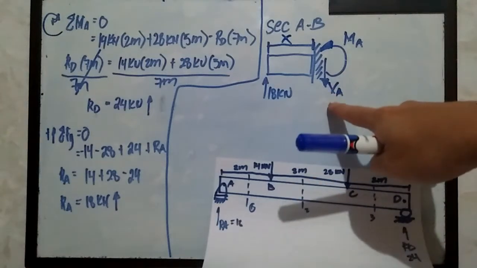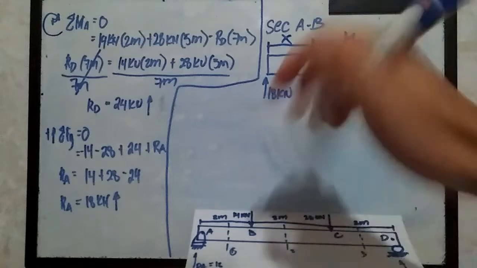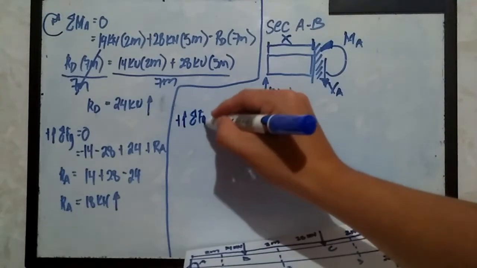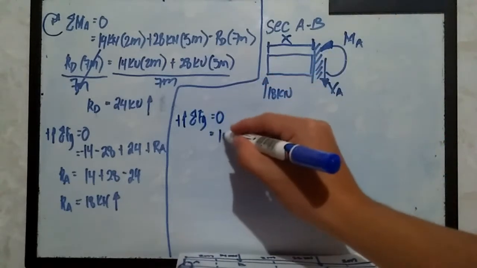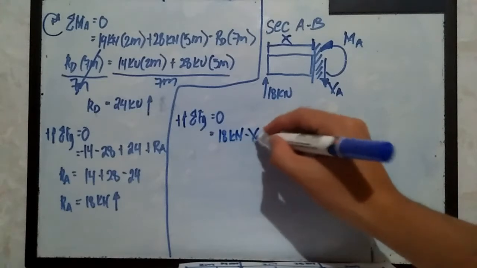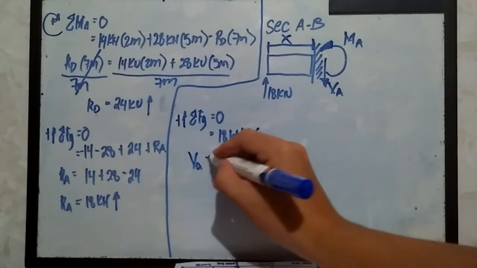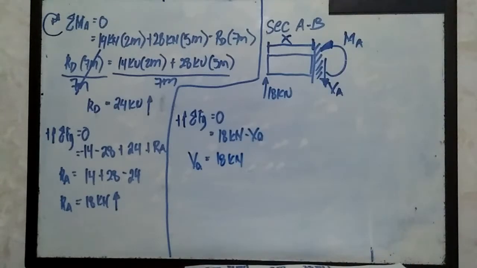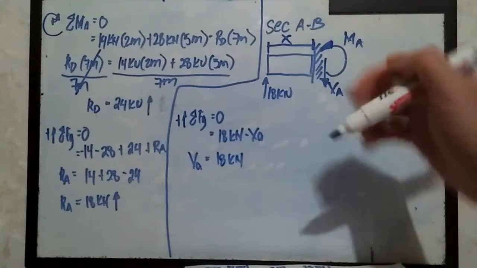Let's solve for V sub A. We can just use the summation of forces along the vertical axis. This is positive going up. Summation of forces along y is equal to 0. So that should be 18 kilonewtons, and then we have negative V sub A because it's going downward. Meaning V sub A is equal to 18 kilonewtons. So we have a positive answer, meaning that this shear force V sub A is going downward.